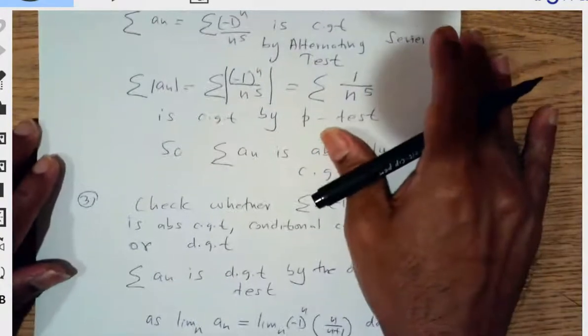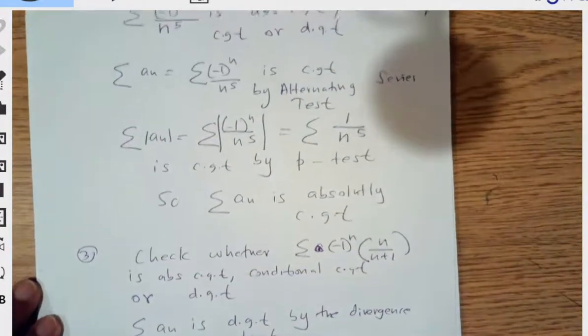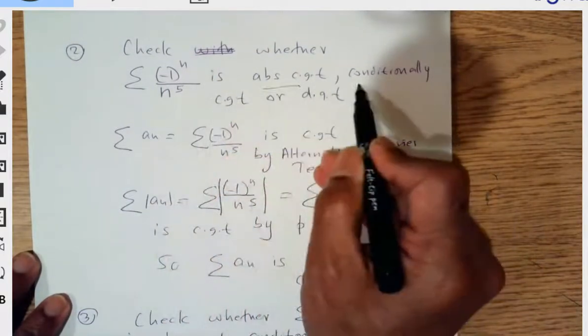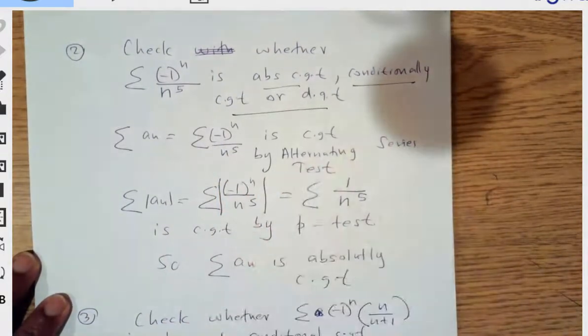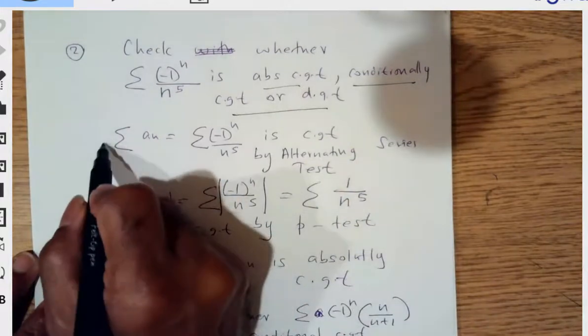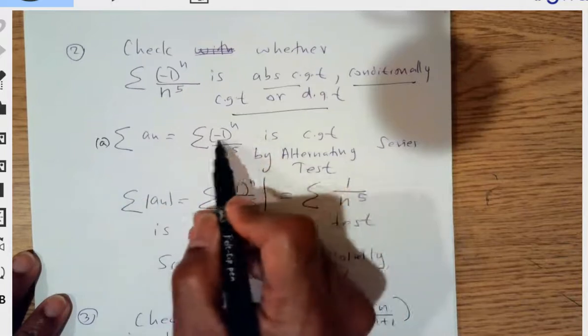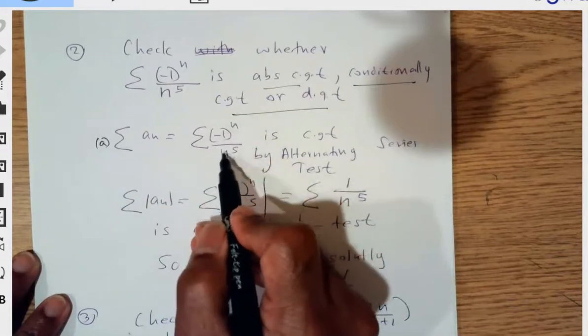So let's look at this example. You want to check whether the series sigma (-1)^n over n^5 is absolutely convergent, conditionally convergent, or divergent. So likewise, we first take sigma a_n in the series: sigma (-1)^n over n^5.